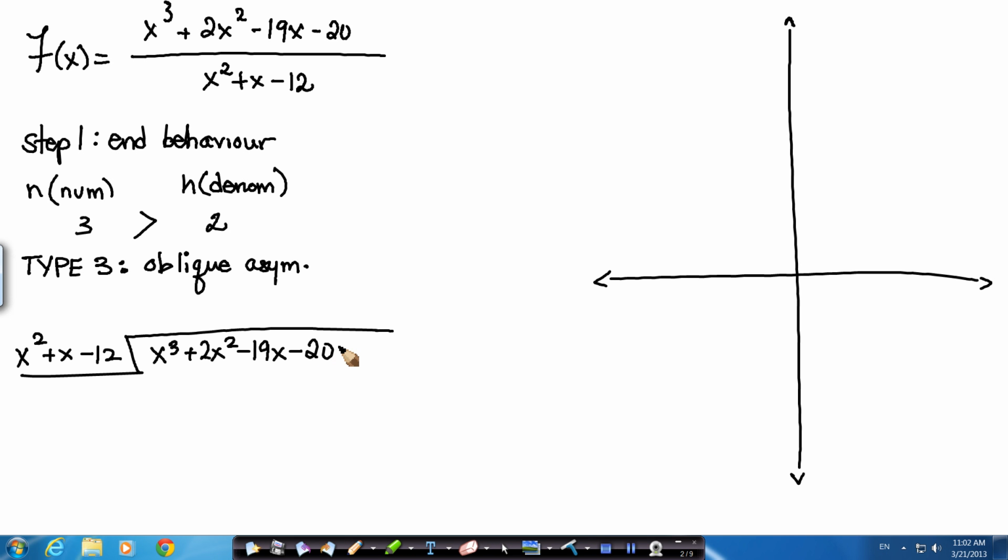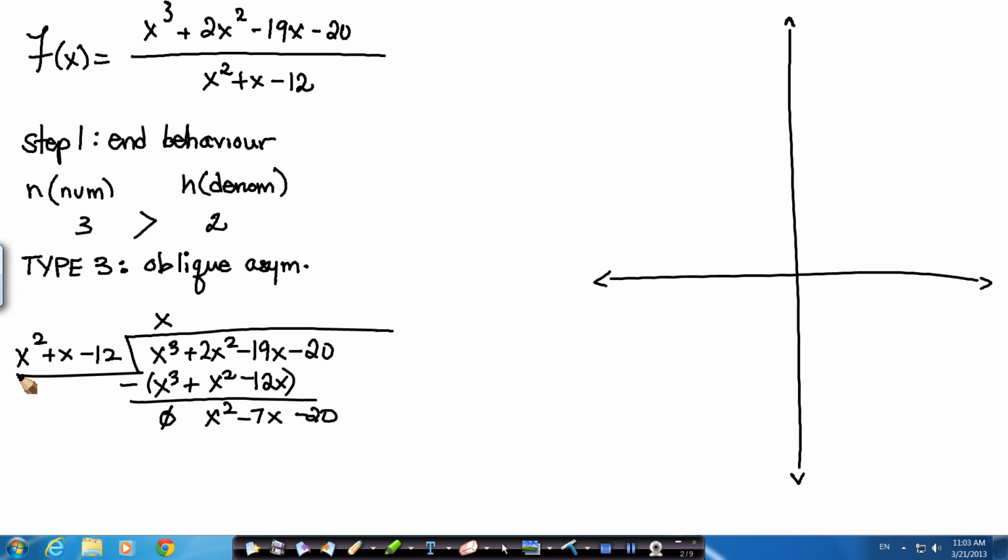Okay, well, what do you multiply x squared by to get x cubed? X, everyone says, right? X times x squared is x cubed. X times x is x squared. X times negative 12 is negative 12x. So now remember, in long division you have to subtract, right? x cubed minus x cubed, 0. 2x squared minus x squared is x squared. Negative 19x plus 12x is negative 7x. Bring the negative 20 down.